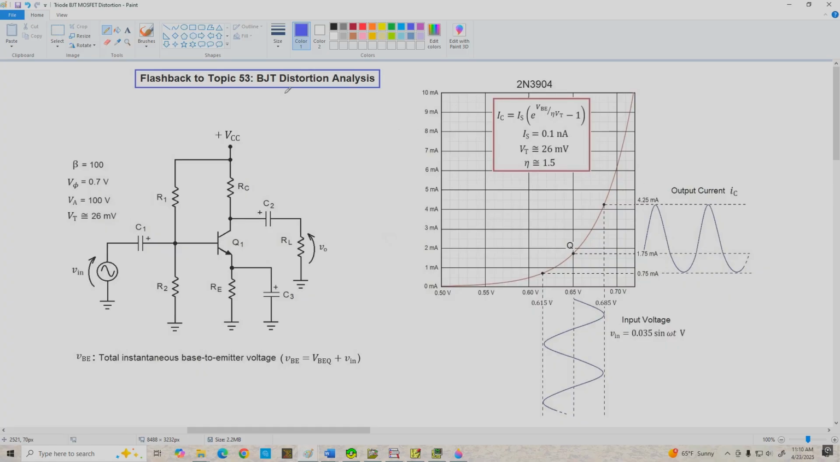Now, what we did back in video 53 was derive an equation that describes this curve, and that's what we're going to take a look at next.